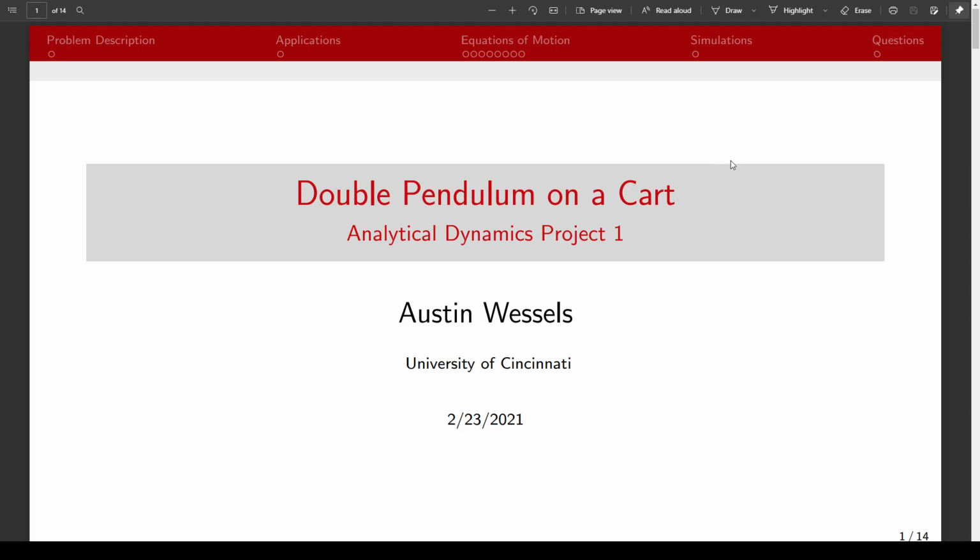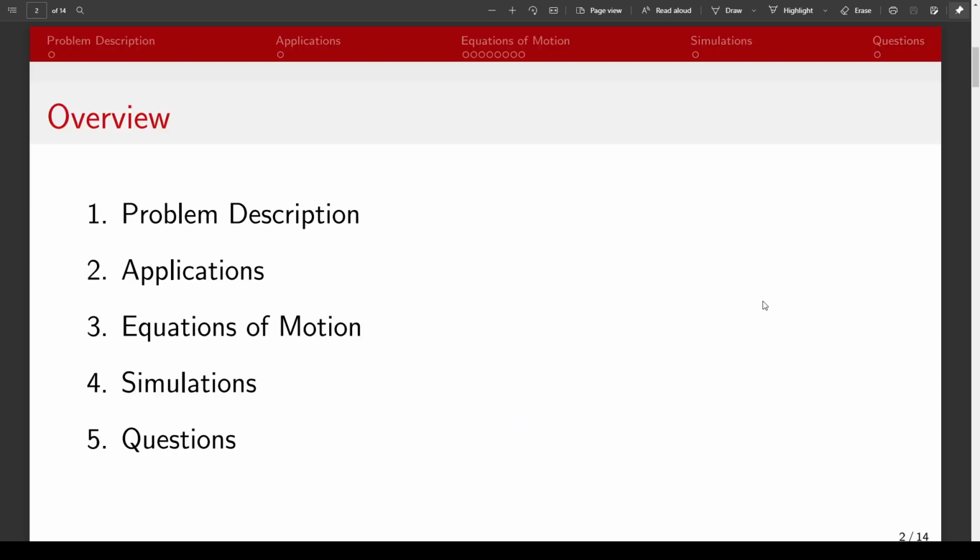As you can see, I chose a double pendulum on a cart for my system to model with the Lagrangian approach. So this is what we're going to be talking about today. We'll be going over the problem description, some applications of this problem and why it's important. Then we'll get into the equations of motion for our double pendulum on the cart, and we'll look at some simulations, and then we'll wrap it up.